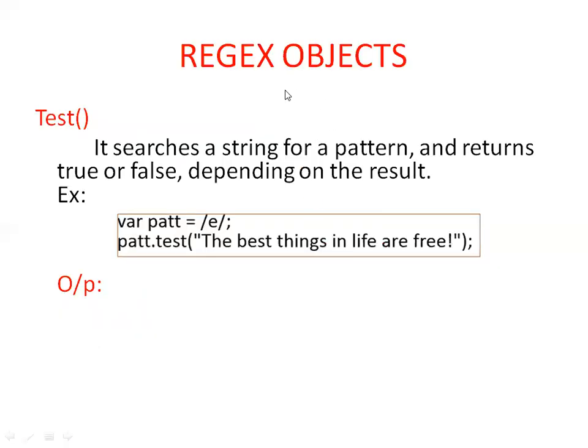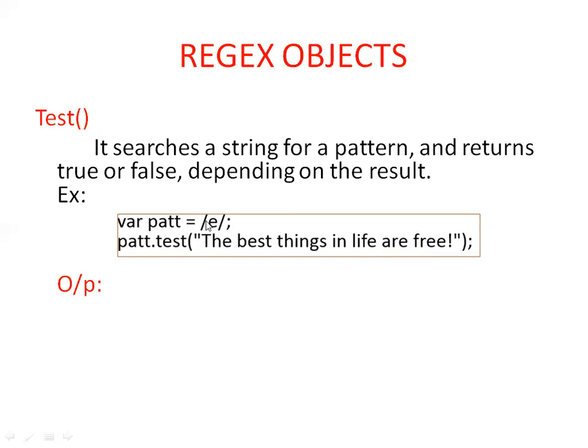So let me see about the regular expression object. Here there are two kinds of methods we are using. One is test, another one is exec. Test is used to search the string for a pattern, and it also returns true or false depending on the result. Let me see this with the example where pat is equal to /e/. Here we are specifying the pattern, which is nothing but e. By using the pattern object pat, we are calling the method said to be test. So inside the test, we have specified the string, the best things in life are free.